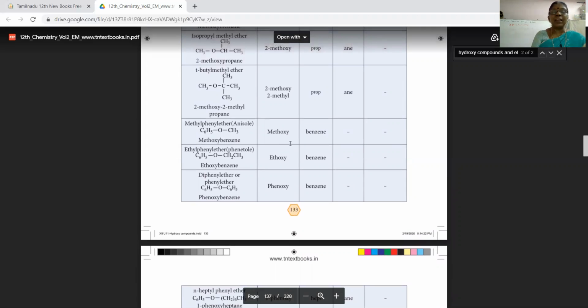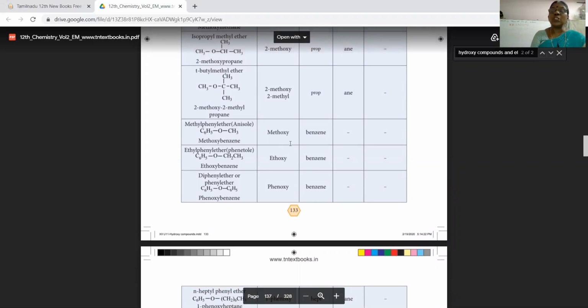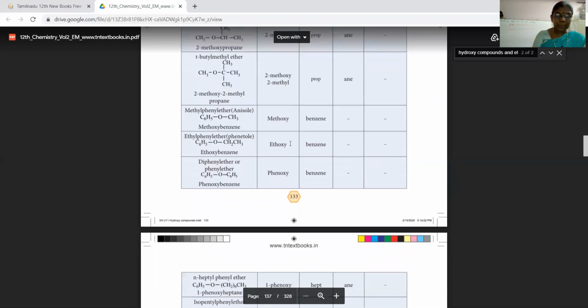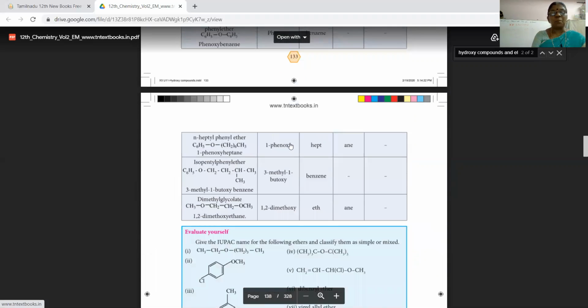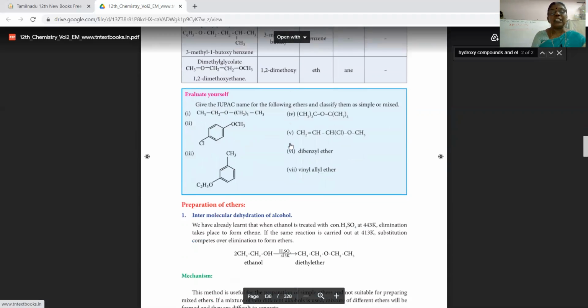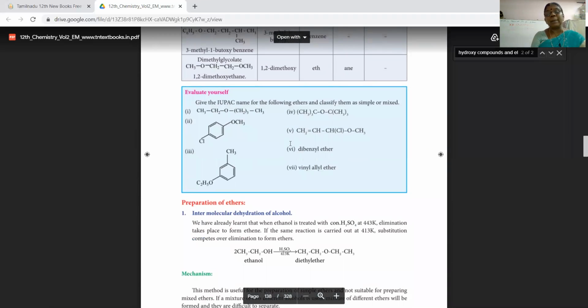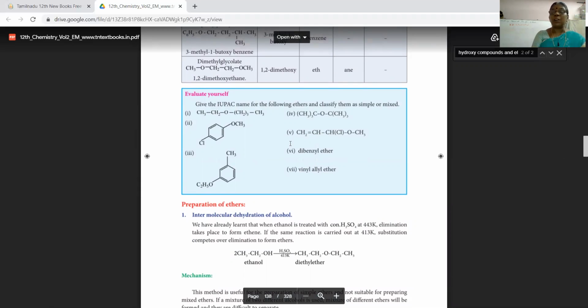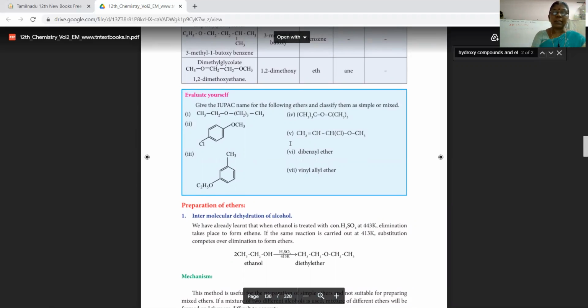And here the ethyl phenyl ether is there, that is also called phenetole. That is, on one side you have the ether group, on one side you have the ethane, and on the other you have the benzene, that is called ethoxybenzene. If on both sides you have the benzene, you will get the name phenoxybenzene. Like the same, here some more are given, and in this one you have the evaluate yourself. You have to find out the IUPAC name as well as the common name for all of these and write it in your assignment notebook. If there is any correction, you will get the clarification in our doubt clearing class.